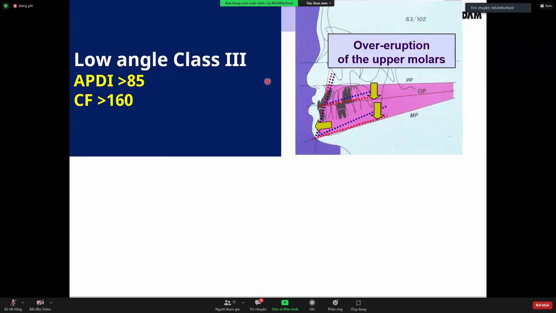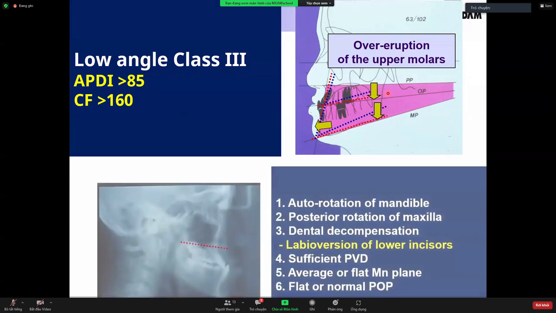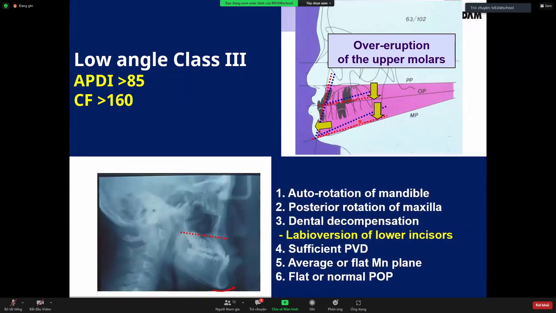This is low angle class 3. It's the same: the first thing you should remember is over-eruption of the upper molar. However, the mandible moves forward a lot. So this is auto-rotation of the mandible. In this patient, we can see posterior rotation of the maxilla. This means the palatal plane angle is a positive value.